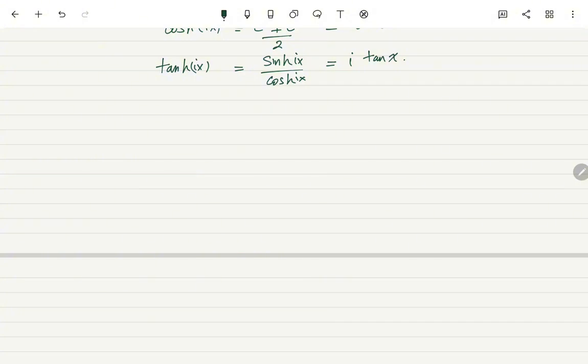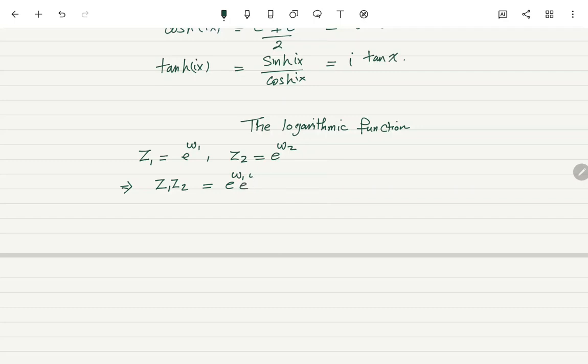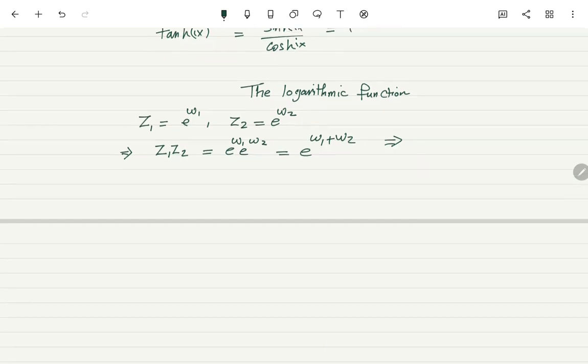Now let's define the logarithmic function. If z1 equal to e to the power omega 1 and z2 equal to e to the power omega 2, therefore z1 z2 equal to e to omega 1 times e to omega 2, which is equal to e to omega 1 plus omega 2. So the logarithmic function, let's define this one here.